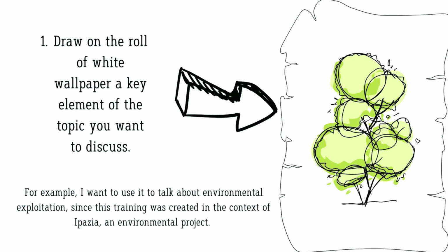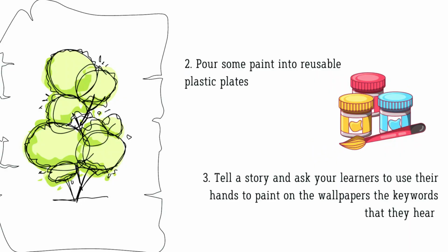Let's see how to do it, though. First of all, draw on the roll of white wallpaper a key element of the topic you want to discuss. You should really draw it as big as you can. For example, I want to use it to talk about environmental exploitation, since this training was created in the context of Hypatia, an environmental project. Right, so on my piece of wallpaper, as you can see, I drew a giant tree.